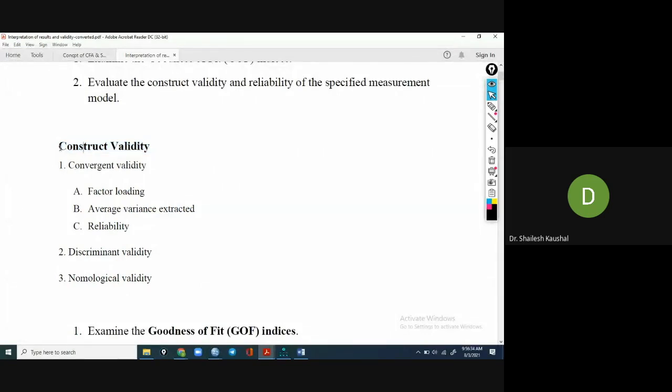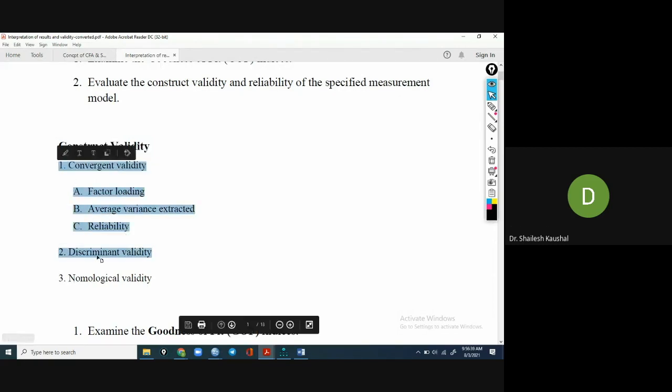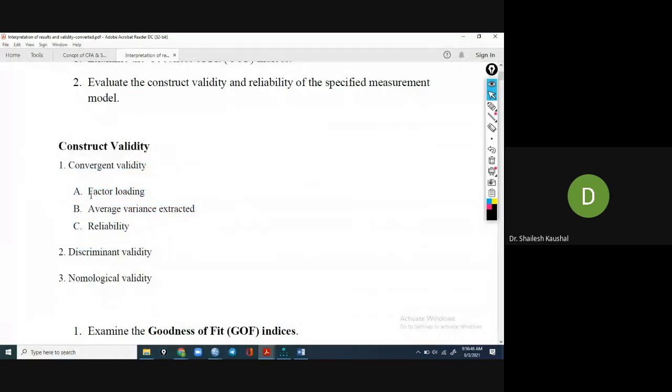So construct validity can be found through, basically we report the result of convergent validity and discriminant validity in our research papers or thesis. For convergent validity, there are three things to find it. One is standardized factor loading, second average variance extracted, and third construct reliability. Construct reliability and reliability of the instrument are different. So we find validity and reliability.